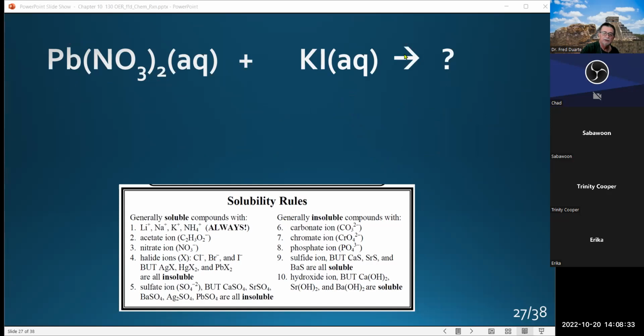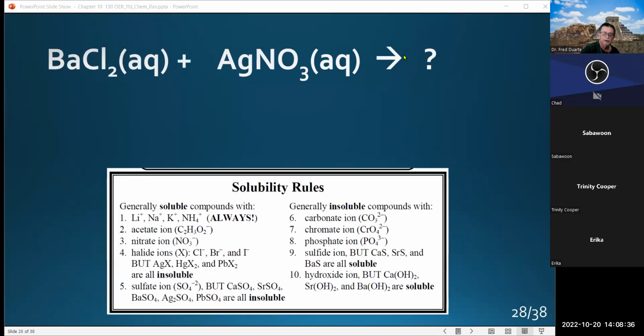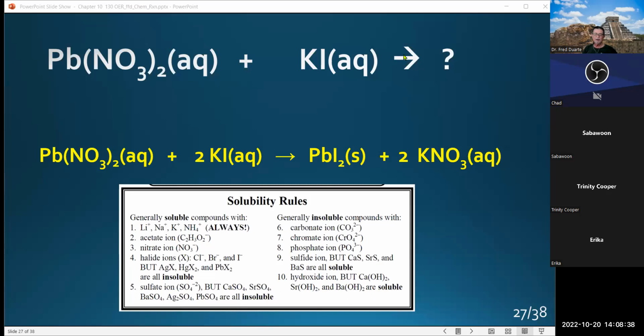Let me clear my mess and put out the better mess. Okay. All right, so that is an example of a positive double replacement reaction. Okay. All right, next one.